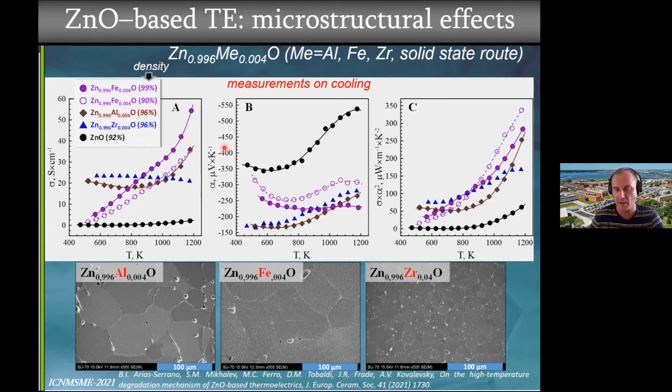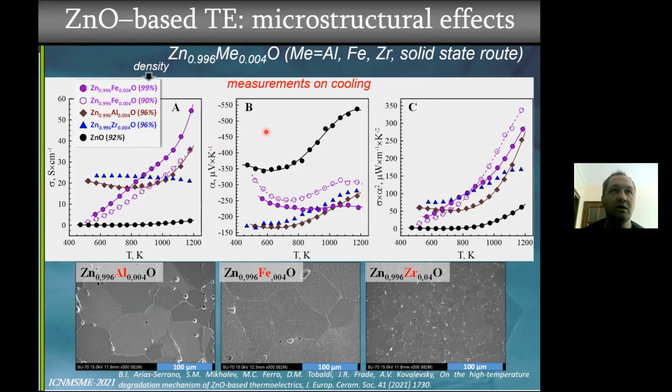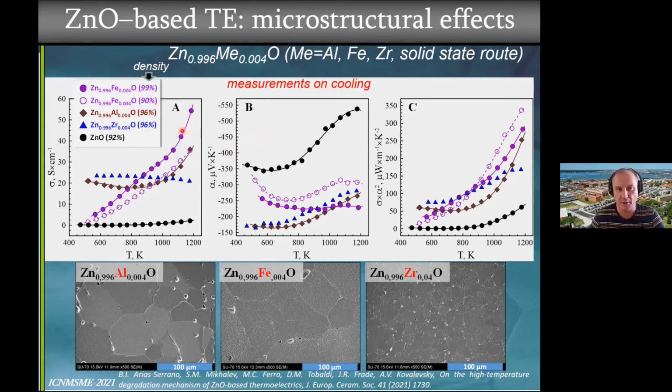I probably didn't understand your question well. Please tell. No, actually the question was, you see here 90 and 99%, so it's already a 10% difference. Yeah, but you see, the power factor is quite the same, for instance. Look, for example, this one has lower conductivity, but at the same time, it shows some kind of metallic behavior. This is a thermally activated behavior. It is not very typical for zinc oxide-based thermoelectrics, at least for thermoelectric application. And then this material degrades faster than any other.